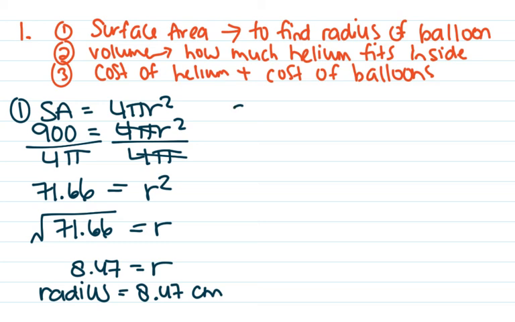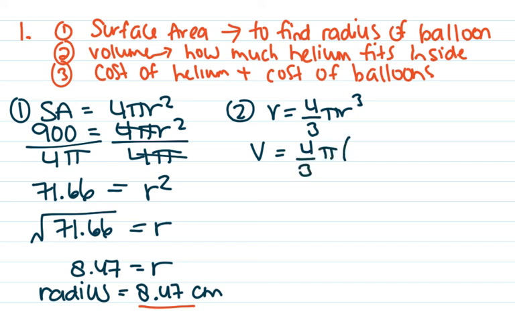Okay, now part 2. Now that we know the radius, we can find the volume of the balloon to see how much helium fits inside. So the volume equals 4 over 3 pi r cubed. We now know that r, the radius, is 8.47. So the volume equals 4 over 3 pi times r, which is 8.47 to the power of 3. First, we'll do 8.47 to the power of 3. 4 over 3 pi times, that equals 607.65.